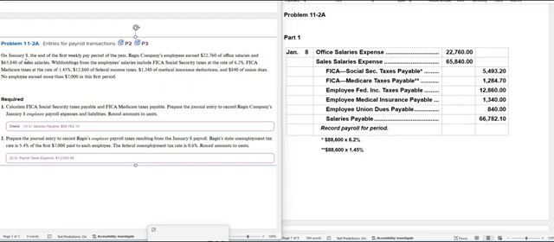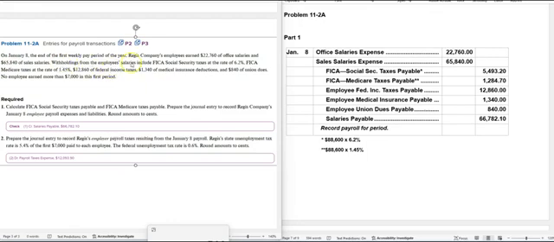All right, our last problem in this chapter is looking at liabilities related to payroll. So on January 8th, the end of the first weekly pay period of the year, the company's employees had earned $22,760 of office salaries and $65,840 of sales salaries. These are the gross wages. These are the total amounts earned by the employees for their work during this pay period.